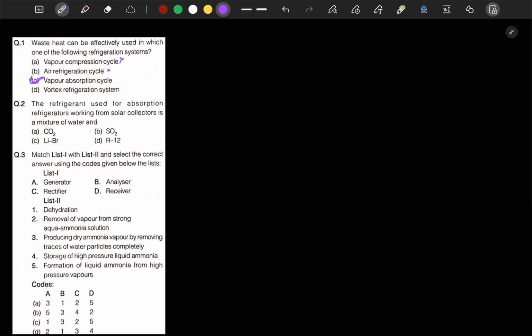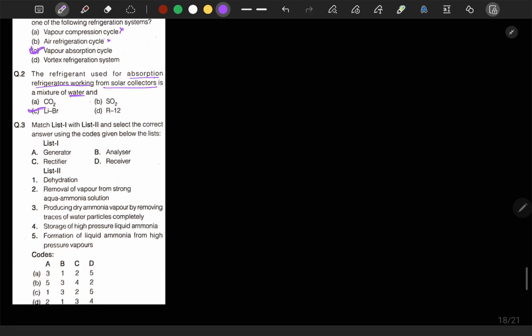Next is the refrigerant used for an absorption refrigerator working with a solar collector, in the mixture of water and, so it is mentioned that the absorption refrigerator works from a solar collector. The mixture is water and lithium bromide.